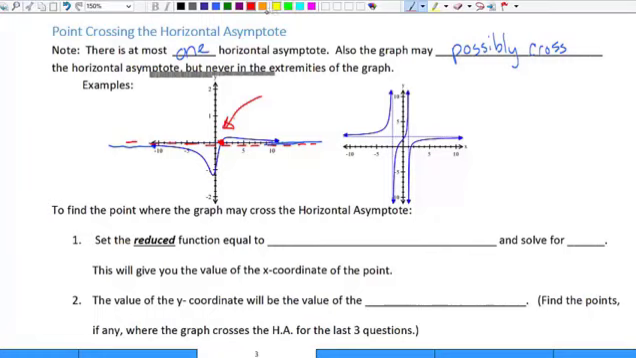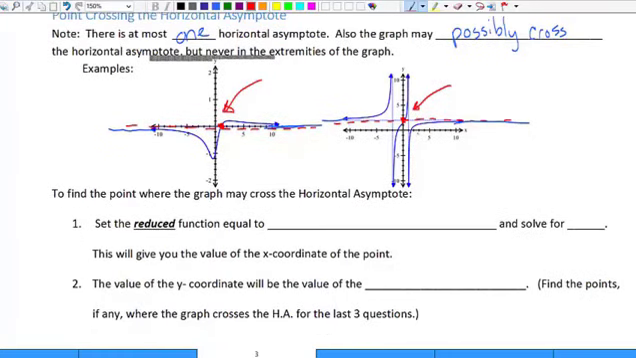Okay, let's take a look at the next one. We have an asymptote right here, a horizontal asymptote. Notice the blue lines in the extremities, really, really far right, it doesn't cross. Really, really far left, it's not going to cross. But right in the middle, it crosses the horizontal asymptote once. Okay? So we need to know how to find those points where they cross.